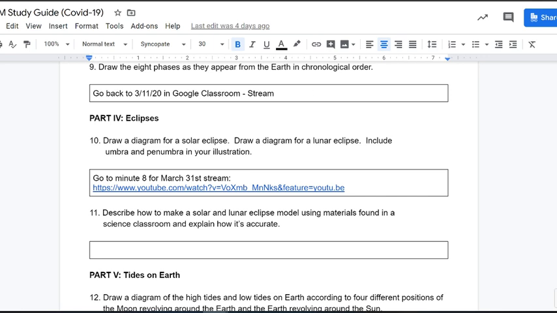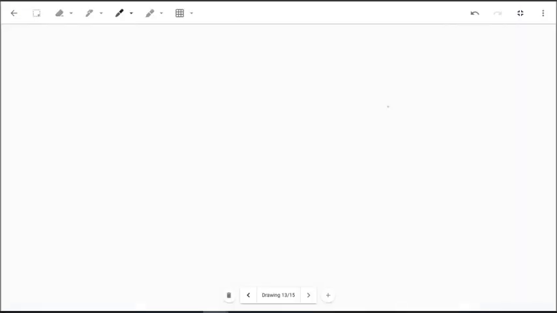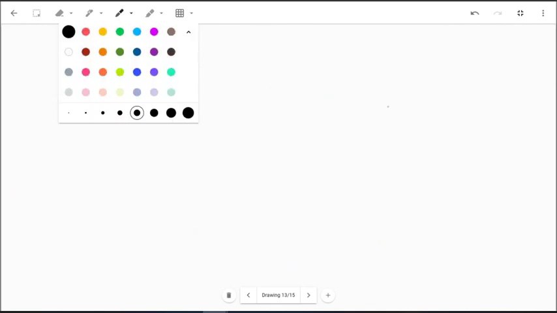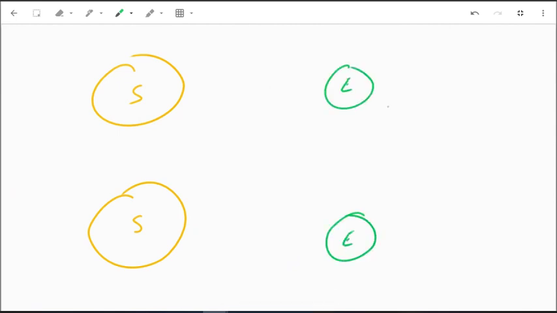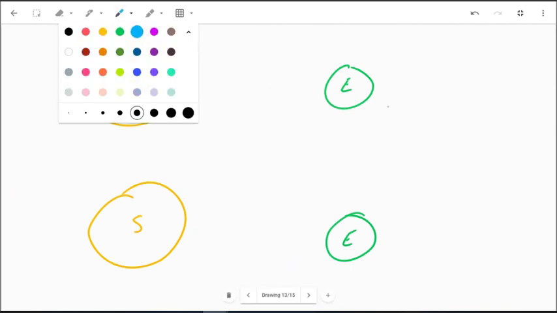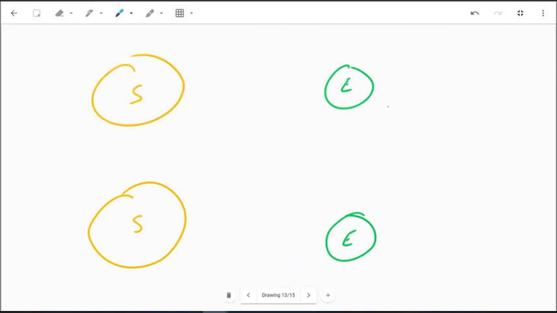Draw a diagram for a solar eclipse. Draw a diagram for a lunar eclipse. This one's going to be quick. Always have the sun. Relative to the sun, the Earth is always kind of in a similar position. The moon is doing the most movement between these three objects in relationship to each other. And the only time we can ever have the shadow of each is when they're in alignment. So we can have the moon between the sun and the Earth. We can have the moon behind the Earth in relationship to the sun.